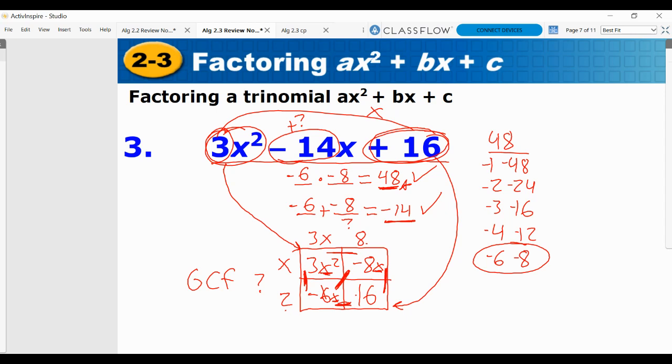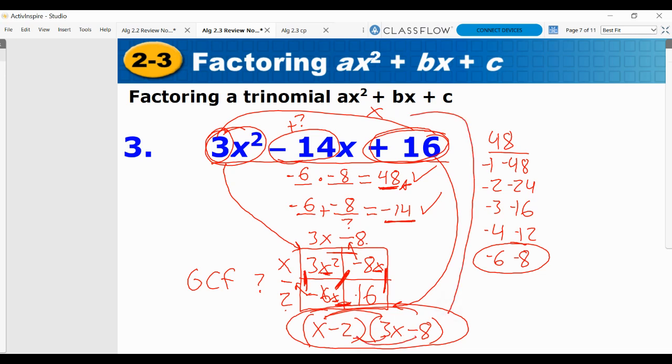All right, last step, we just need to decide on our operations. Whatever's in this box is going to tell us our operation, so we need a minus. Same here, whatever's in this box is going to tell us our operation, so we need a minus there. So our two binomials that got multiplied together are x minus 2 times 3x minus 8. That would be our answer to this problem. That's what we're looking for. If you do your foiling, that would work out, and it would get you that answer right up here.